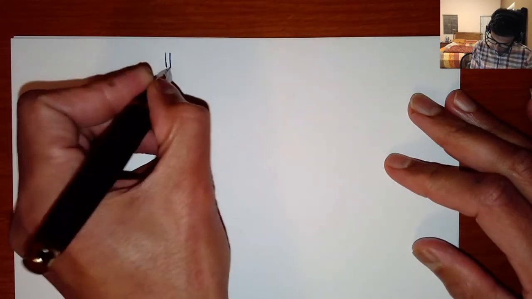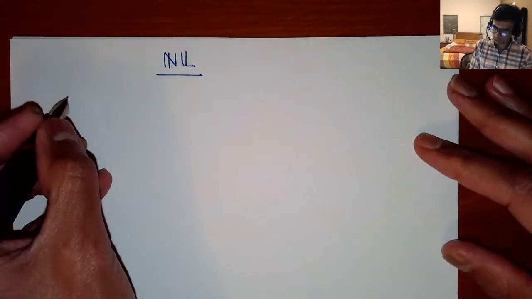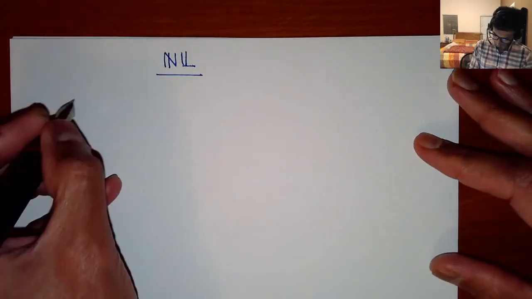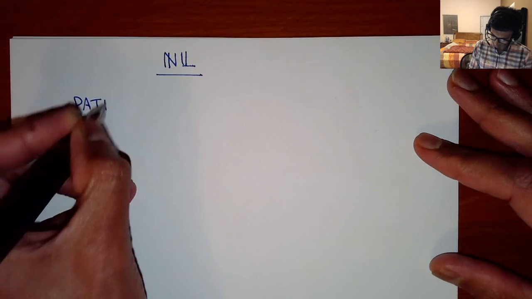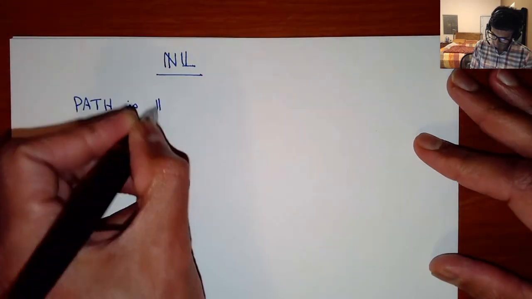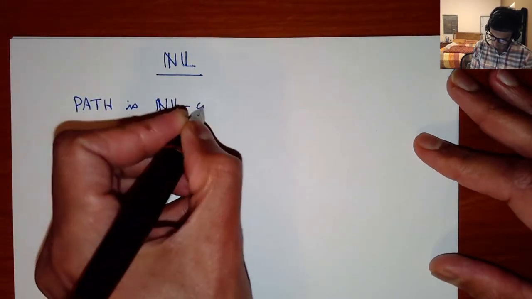Today we're going to continue our discussion of non-deterministic log space, the class NL. And if you recall, what we proved in the last lecture was that PATH is NL-complete.